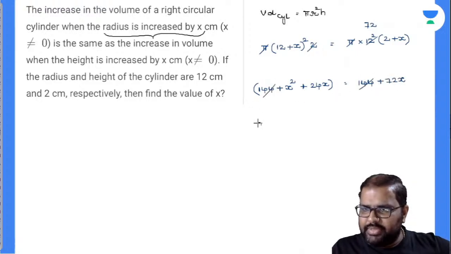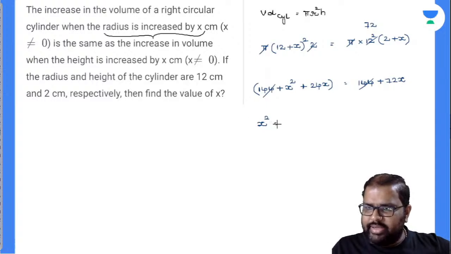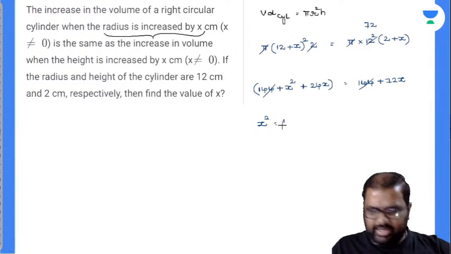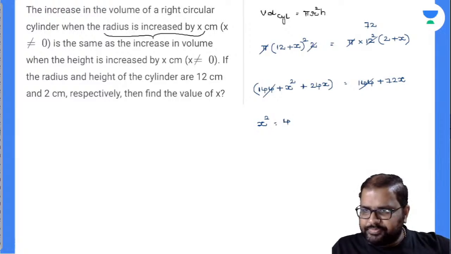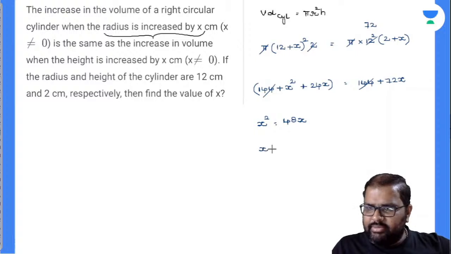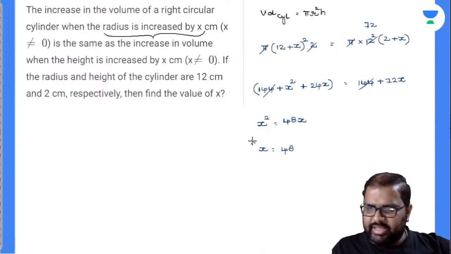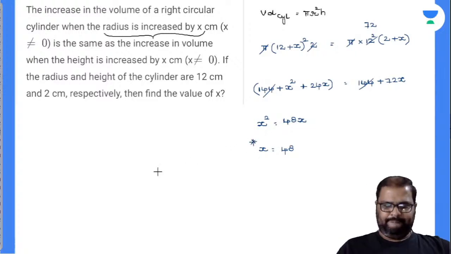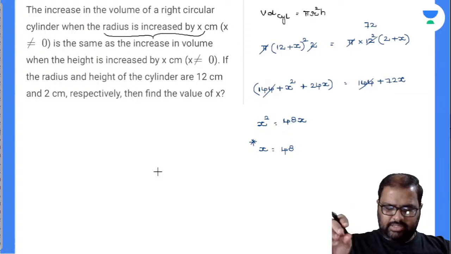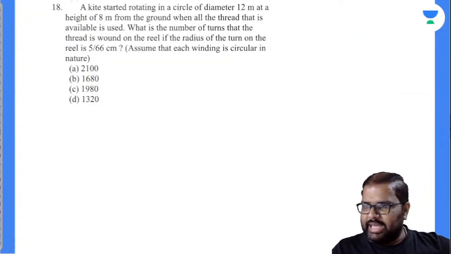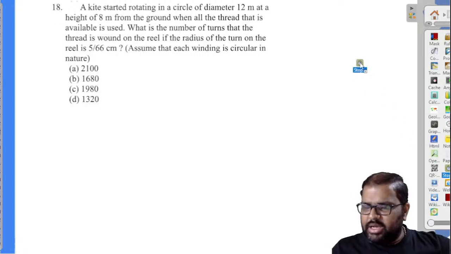144 gets cancelled. X square is nothing but equal to 72 minus 24, how much will it be? 48x. Now what will be your x value? X value is nothing but equal to 48. The question looks clumsy, but you can solve this question very easily. Done. This was also a previous CAT question. We have rehashed it, I mean, restructured it.